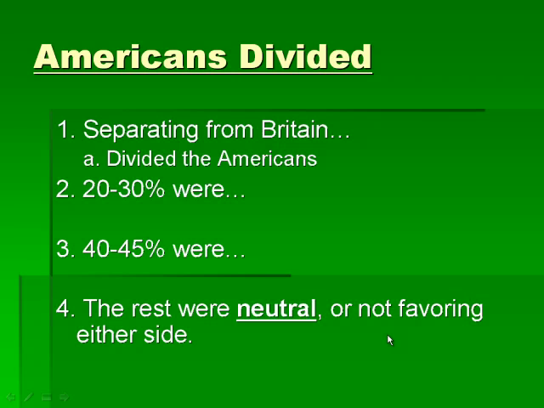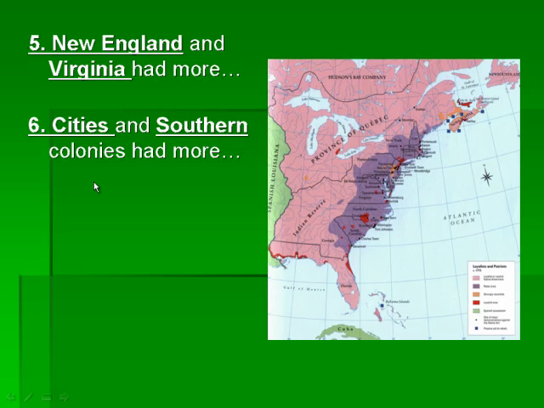20 to 30% were loyalists, which means that they supported Britain and wanted the British to win or do well, and 40 to 45% were patriots, which means that they supported the Americans or the rebels, and the rest of the population was neutral, which means that they do not favor either side. They do not have an opinion on it, really.